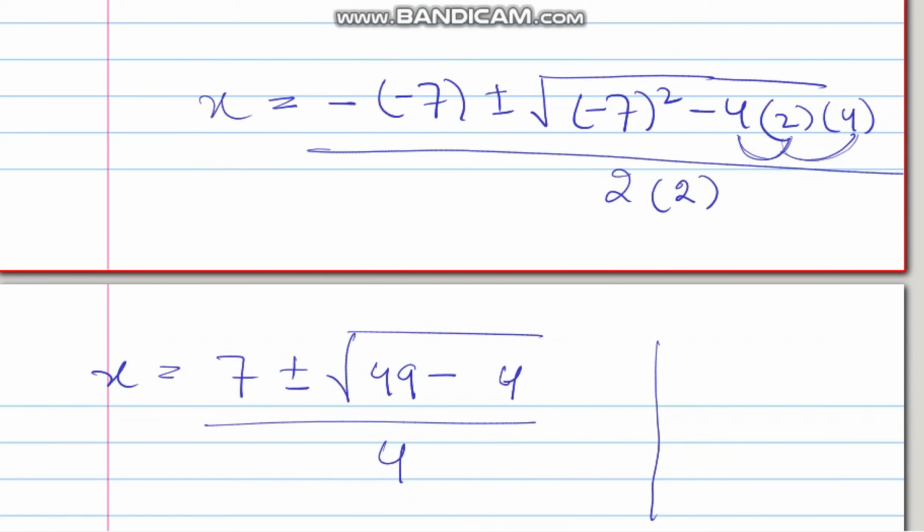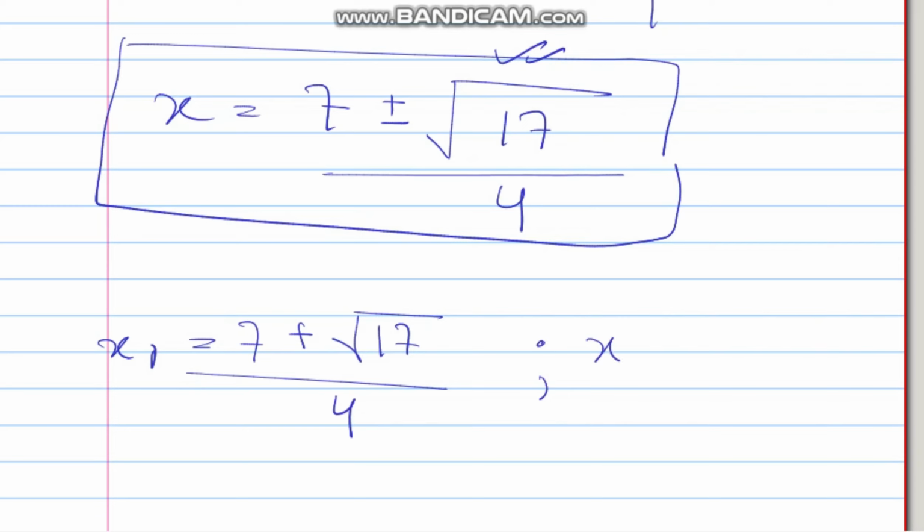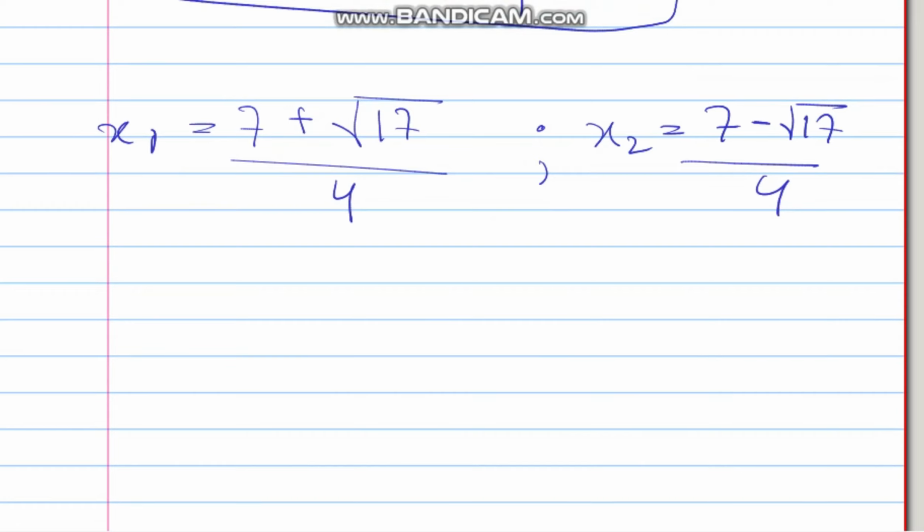So how can it have two solutions? We will just write separately in plus form and separately in minus form. So it will be our two solutions: x1 is equal to that, and x2 is equal to (7 minus 17) divided by 4. So this will be our two solutions, and we can safely say that this is a quadratic equation and it has two solutions. What are the two solutions? One is x2 and one is x1.